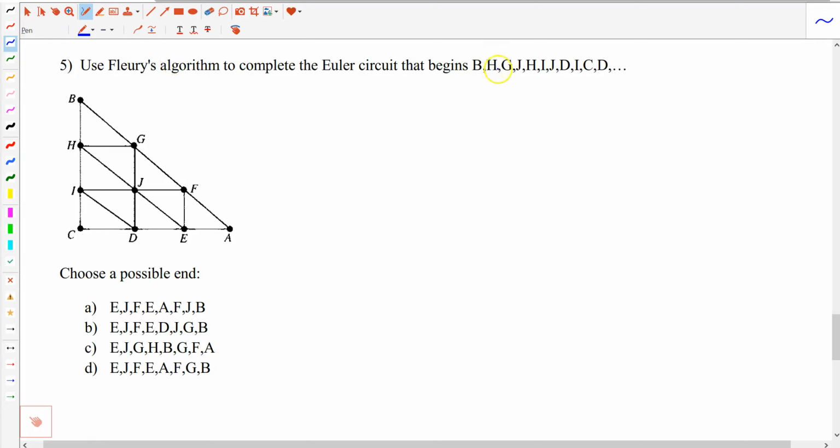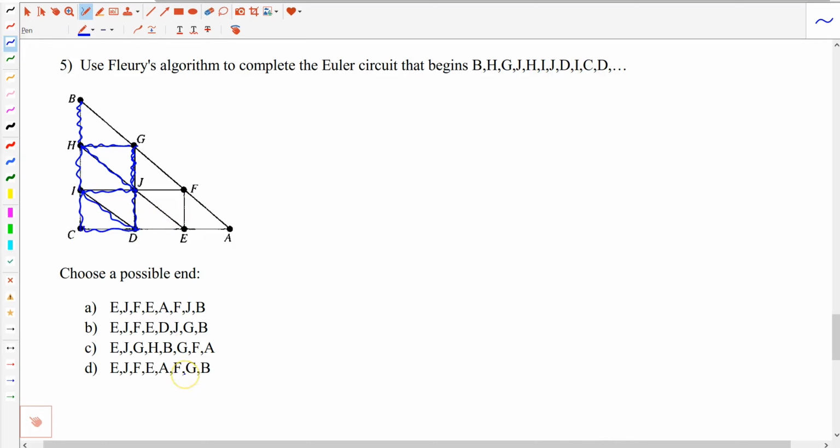So let's go through and see what we've done so far. This says start at B and go to H. At this point in time I don't have to number the edges, I just want to see what edges I can't use anymore. So I can't use B to H, H to G, G to J, J to H, H to I to J, J to D, D to I to C, or C to D. Okay, so that's where I would be at.